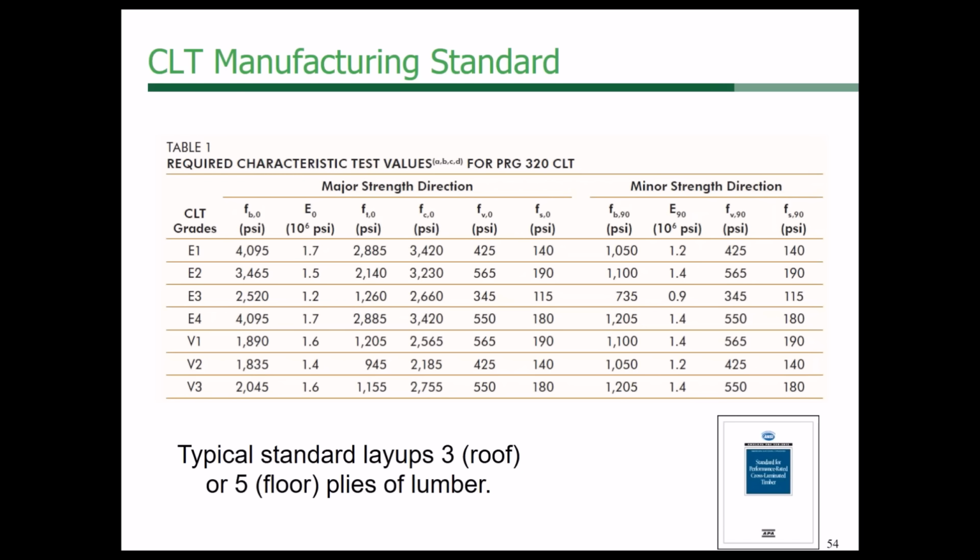Here is the table of the required characteristics of the test values in the PRG 320. These are what the manufacturer will need to design and manufacture their panels to. So it's a performance-based manufacturing standard, as opposed to a regular recipe that needs to be followed. As long as they meet these test requirements, they can be graded under certain values like E1 or E2, et cetera. The typical standard layups for roofs are roughly 3 plies, and for floors they're typically about 5 plies.